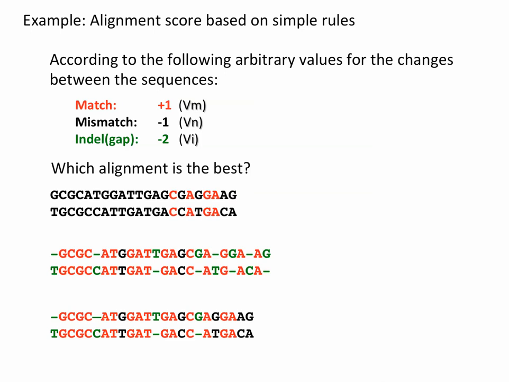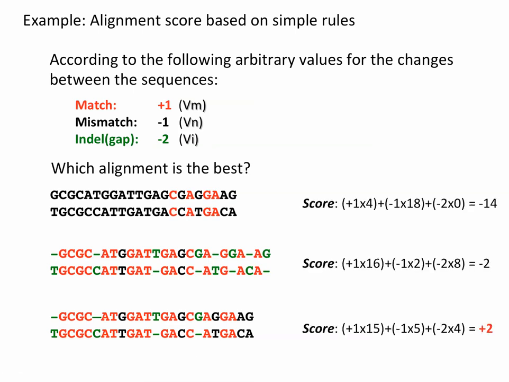Let's take an example of an evaluation between alignments using predefined values to account for match, mismatch, and gaps. This is the computation of the score according to the general formula described previously. As we can see for the first sequences, we have the value of the match multiplied by the number of matches. In this case, there are only four. Then the value of the mismatch multiplied by the number of mismatches, 18. And the value of the insertion or deletion multiplied by the number. In this case, there is no insertion or deletion.